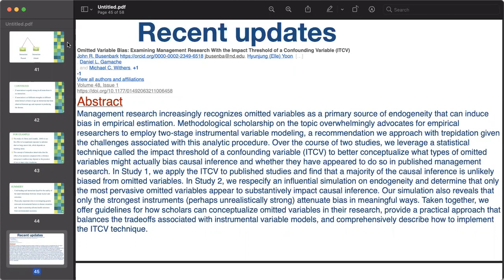ways. Taken together, we offer guidelines for how scholars can conceptualize omitted variables in their research, provide a practical approach that balances the trade-offs associated with instrumental variable models, and comprehensively describe how to implement the impact threshold of confounding variable technique.